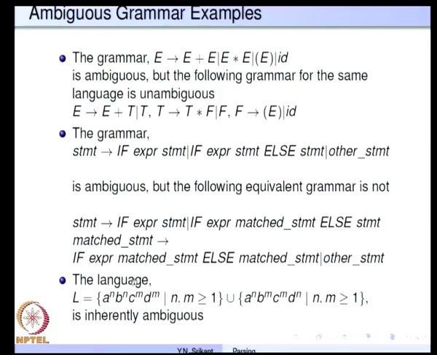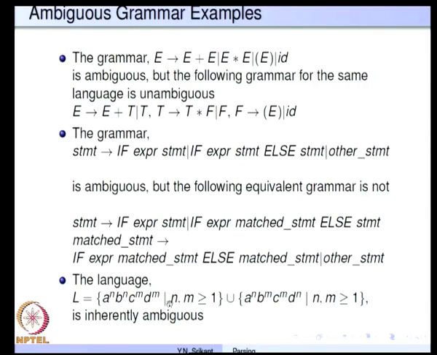Let us finish off this last part. The language is a^n b^n c^m d^m with n, m greater than or equal to 1, unioned with a^n b^m c^m d^n with n, m greater than or equal to 1. So, this language with these two sets in union is inherently ambiguous. It is impossible to write down a grammar which caters to this L, but is not ambiguous.